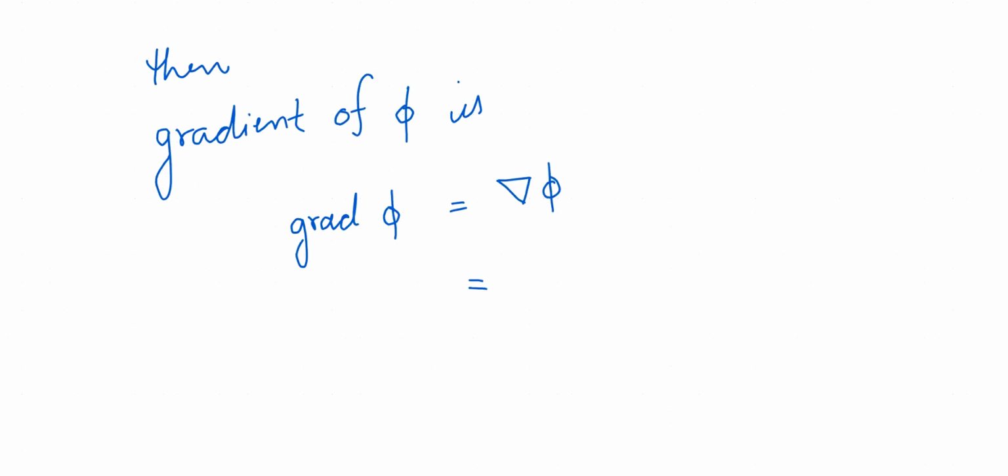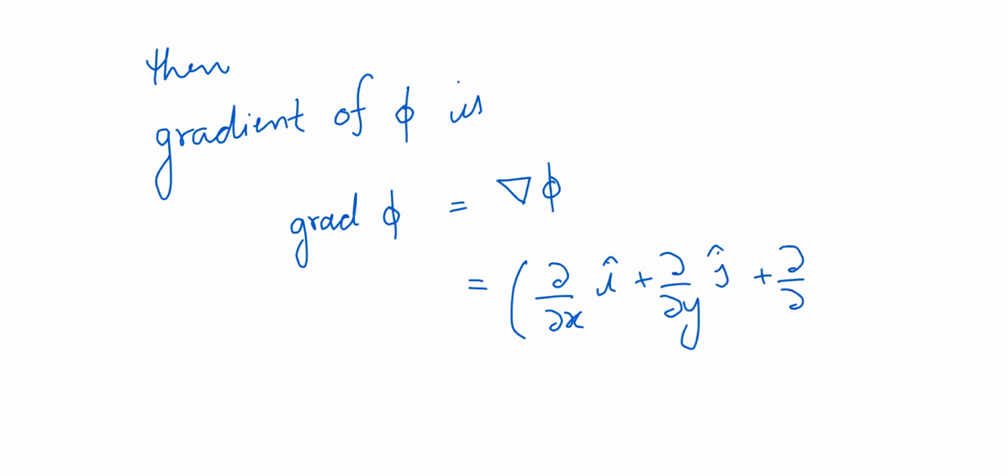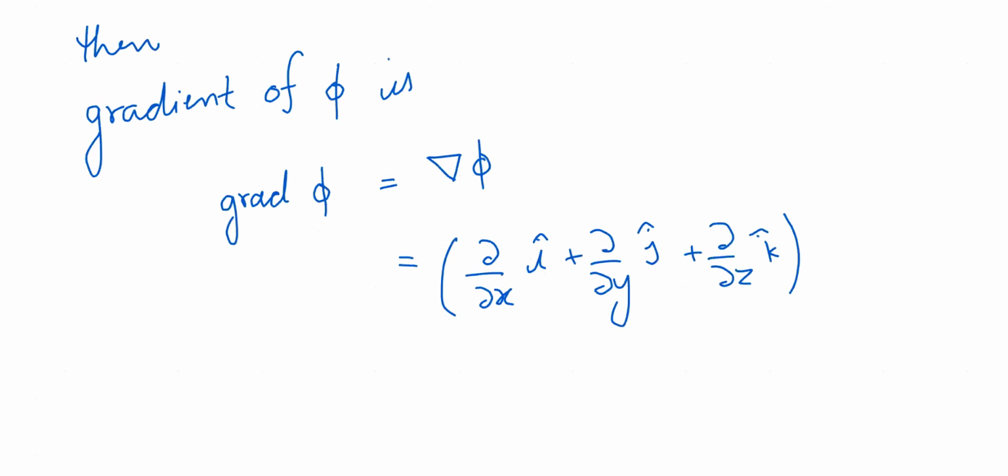Del, as we know, is del over del x into i cap plus del over del y into j cap plus del over del z into k cap. And phi is the scalar function of x, y, z. So we can write it as follows. We will do one example to understand this well.